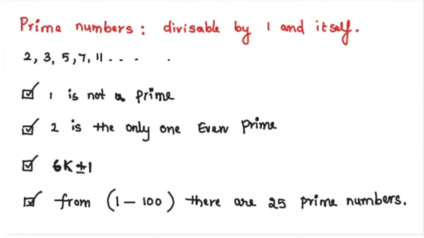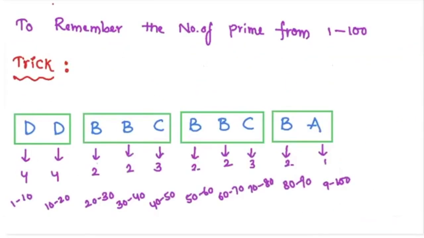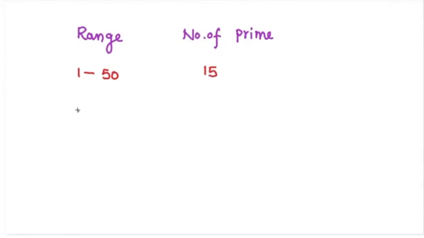Please remember, 1 is not a prime number, and 2 is the only even prime number. Every prime number is in the form of 6k plus or minus 1, and from 1 to 100 there are 25 prime numbers. To remember the trick, you can use DD, BBC, BBC, BA. Also remember the range and the number of prime numbers, which is helpful for direct questions. From 1 to 50, how many prime numbers are there? There are 15. From 1 to 100? There are 25.